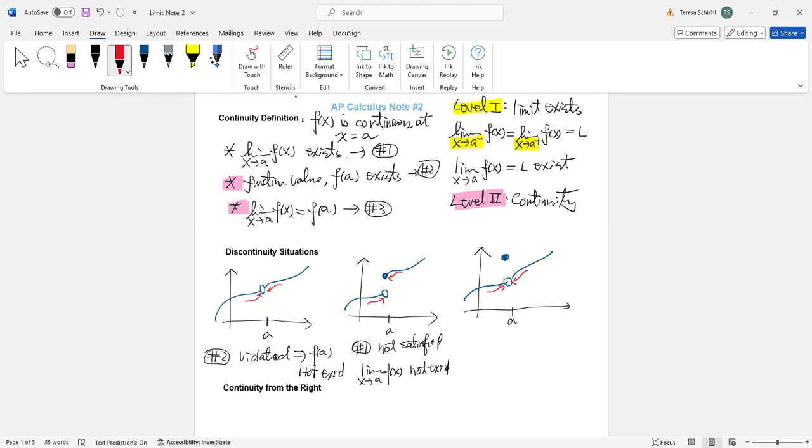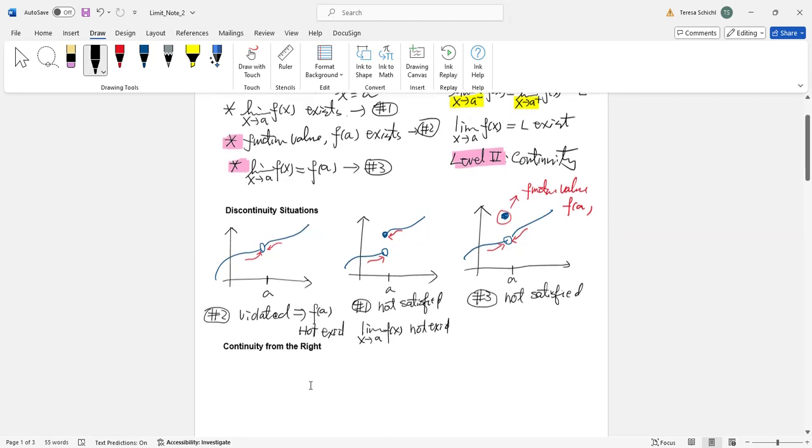And then this here is my function value, right? This is my function value, f of a. So both 1 and 2 exist. But unfortunately, the limit is not equal to the function value here. So the condition we violate is number 3, not satisfied, because the limit does not equal the function value. So those are the 3 situations where we have discontinuity.